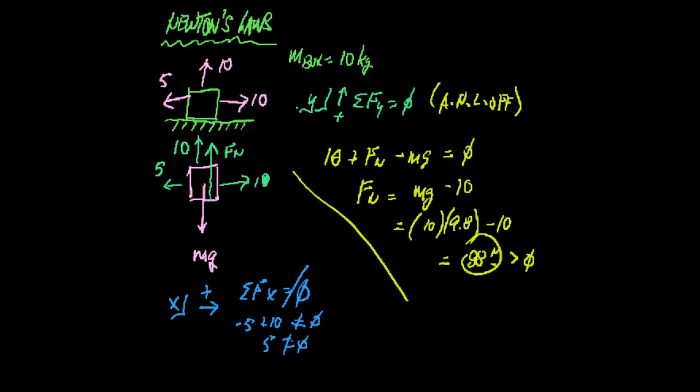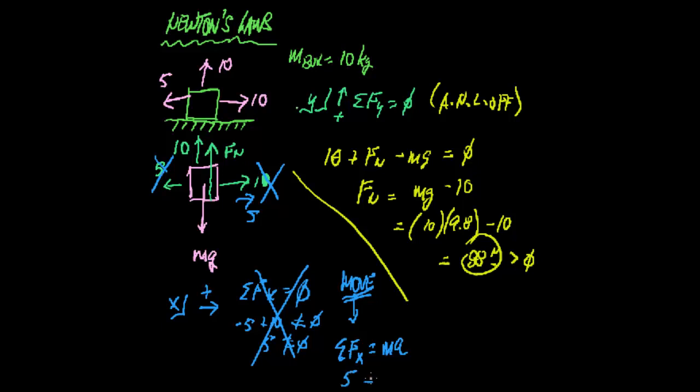Since that's not true, we have to say, hey, it moved, and if it moved, we have to set the sum of the forces in the x equal to Newton's second law. If things move, we move on to Newton's second law, F equals ma. And we could have by inspection said, hey, if we pull to the right with 10 and only to the left with 5, there's a net of 5 pulling that way. So it will move. So we're going to redo this.